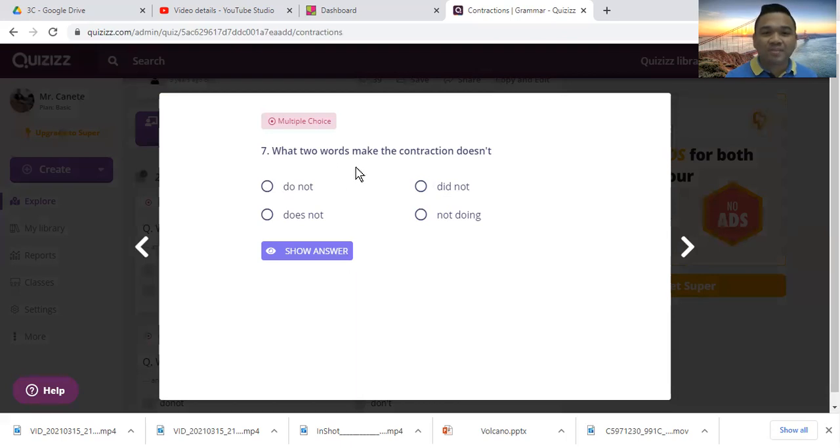What two words make the contraction doesn't? Again, what two words make the contraction doesn't? Is it do not? Is it does not? Did not? Or not doing? What's your answer? I'll give you a few seconds to think.